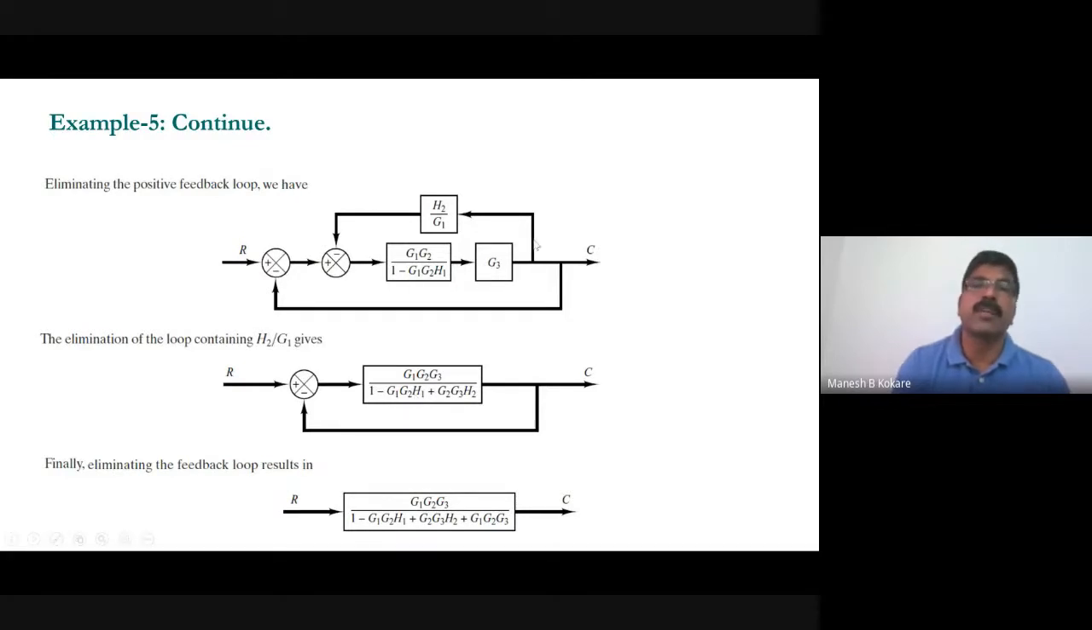And after that, immediately, here we have taken the feedback. So what will this be? This is negative feedback, G1 G2 G3 divided by 1 minus G1 G2 H1. So this will be in a feedback with this H2 by G1, and so this transfer function divided by 1 plus this into this. So this will give you this value, right? After reducing this into a single block, you got this transfer function, right?